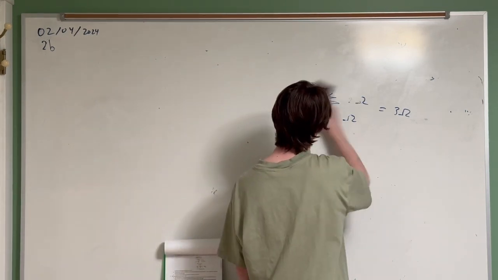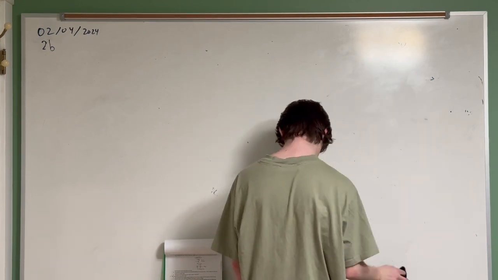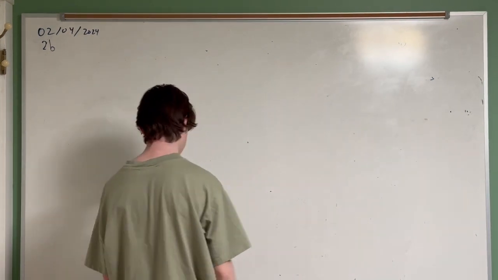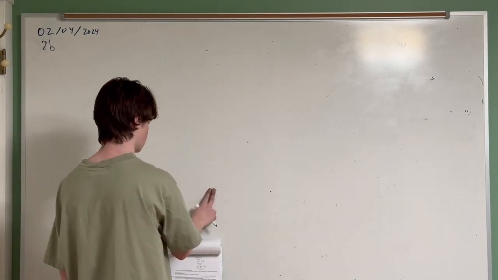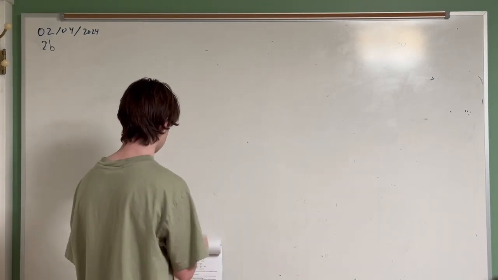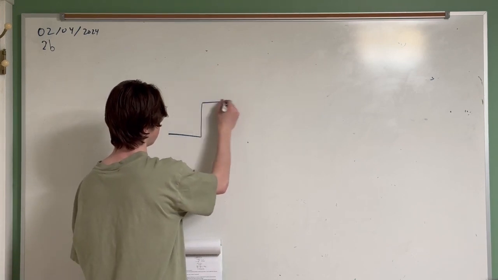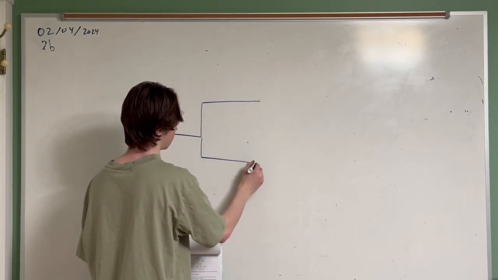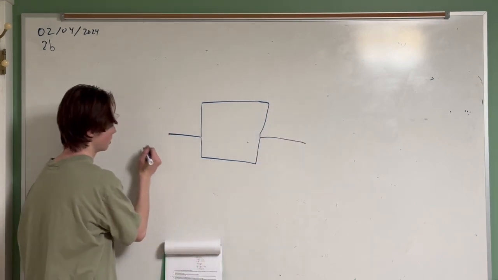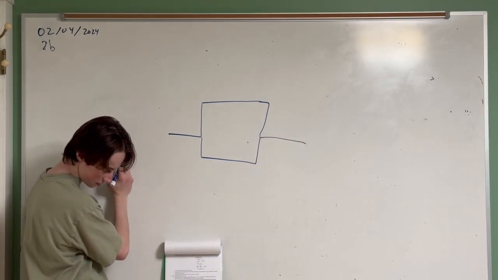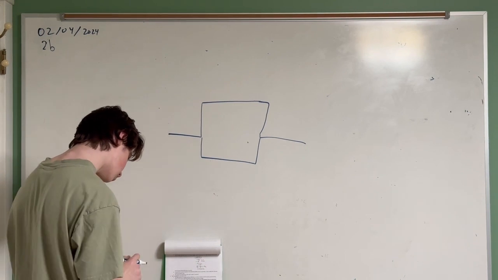Next, we have resistors in parallel. But first, we have to learn Kirchhoff's second rule, which is the junction rule. The current splits at a junction, and what comes in equals what goes out. So it's Kirchhoff's junction rule, is that what it's called? Yeah.